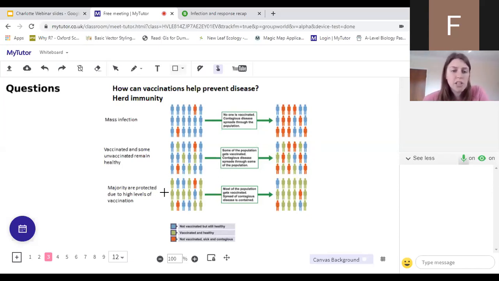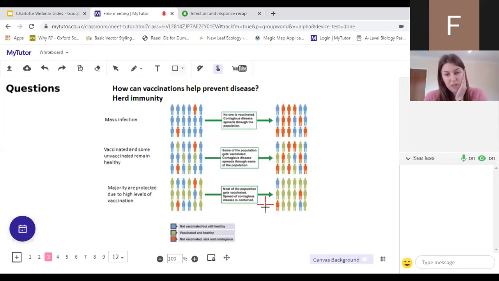If the majority of people are vaccinated, it's a different story altogether. So we've got a couple of people who are sick and contagious. They are fairly well surrounded by vaccinated people. And therefore, it's very unlikely that the people who aren't vaccinated but are still healthy will come into contact with those people who aren't vaccinated and who are sick.